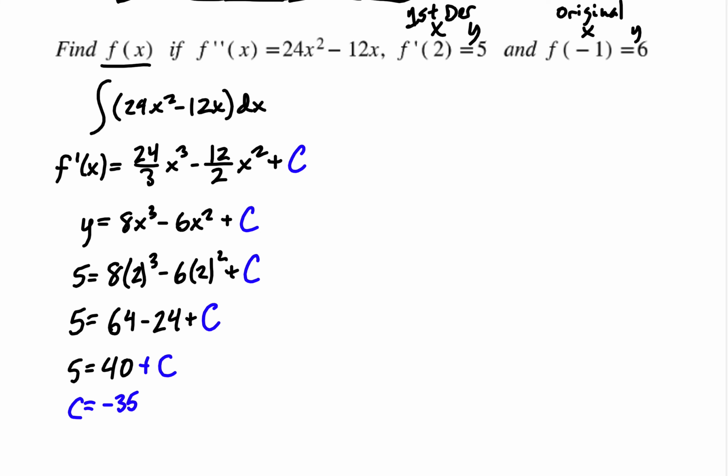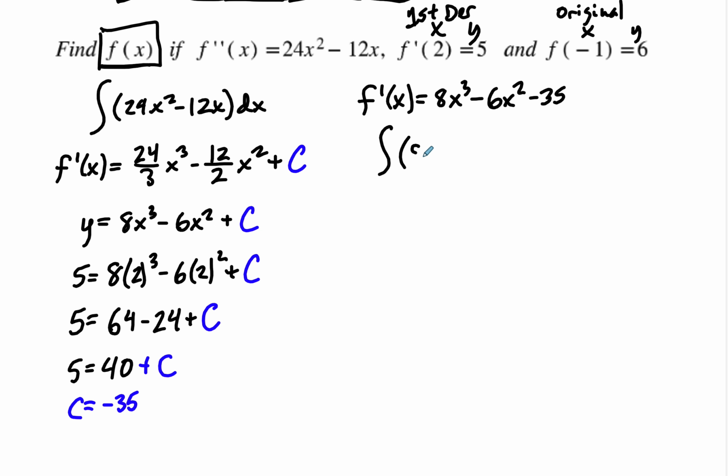Now I can rewrite my first derivative as f prime of x equals 8x cubed minus 6x squared minus 35, right? Okay, now we've got to do this one more time, right? Because we're trying to find that original f of x. So we're going to take the integral one more time, 8x cubed minus 6x squared minus 35. Well, this time we're taking the integral of the first derivative, right? dx. Okay, so now we're going to get back to our original f of x.